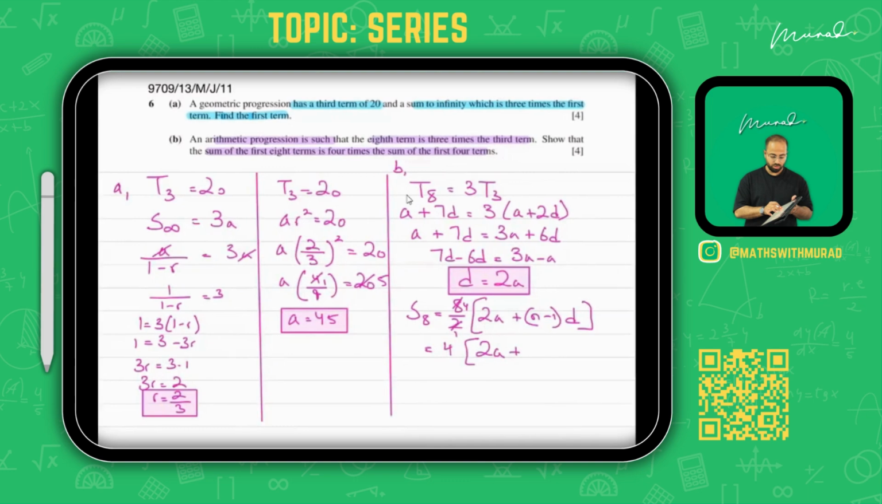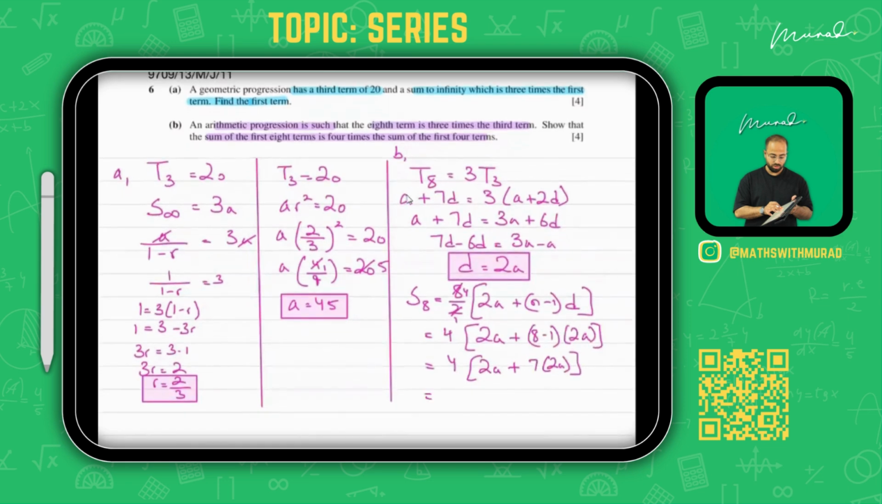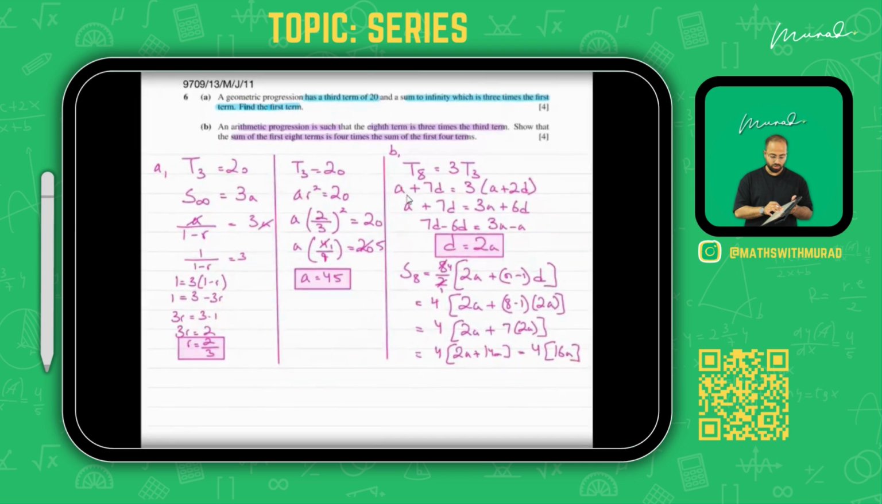So this is going to be 8 minus 1, and the value of d is equal to 2a. This will become 4 times (2a plus 7 multiplied by 2a), 4 times (2a plus 14a), and this will become 4 times 16a, right? So that's the sum for the 8 terms.